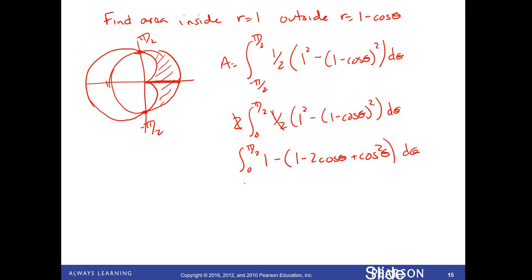d theta, integral from 0 to pi over 2, 1 minus 1 is 0. All these signs will change because of the negative in front. 2 cos theta minus cos squared theta d theta. And this one I'm just going to stick in my calculator to save us a little time, and that's approximately 1.25 units. So that's all the notes.